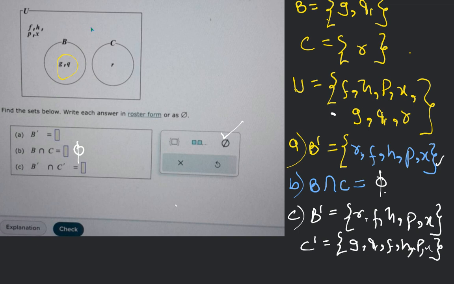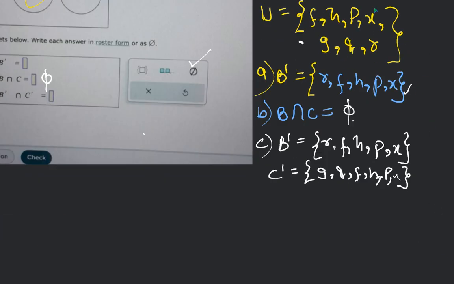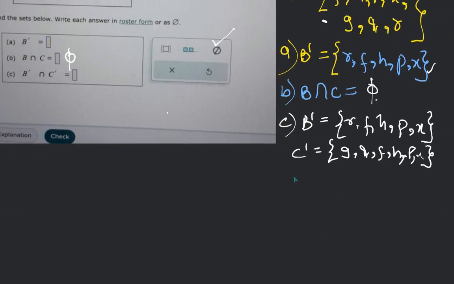Now in the third part, they have asked for the intersection of the elements which are not there in B and C. Since we have already written the elements which are not there in B and C, I guess we have derived the solution. So B prime intersection C prime, what would be the answer? I believe you can do it, it seems like you are very well aware of the chapter.